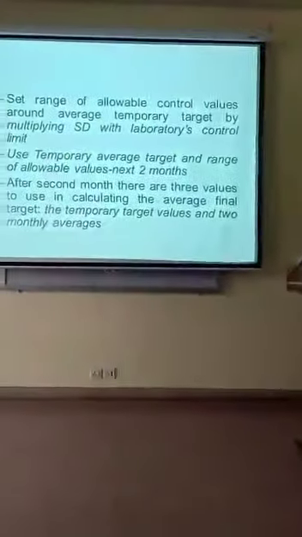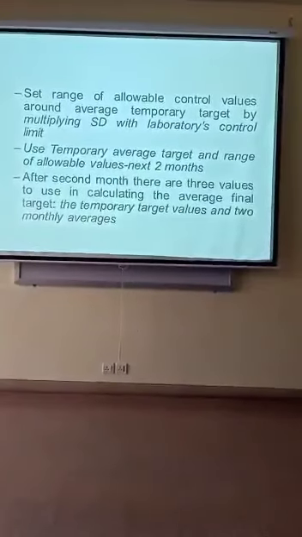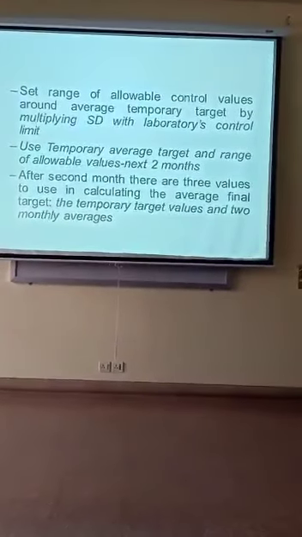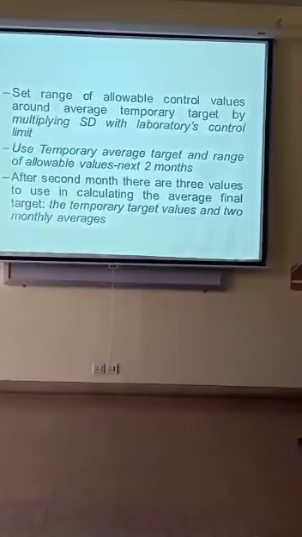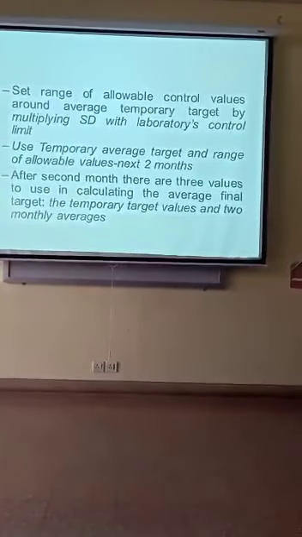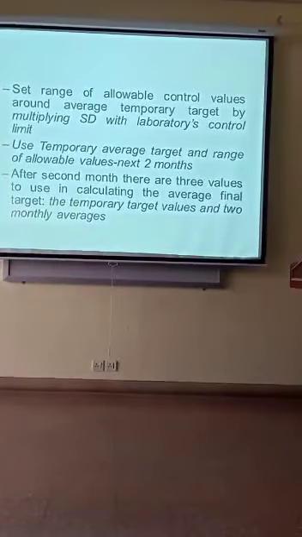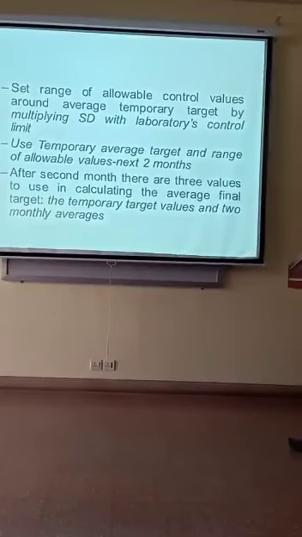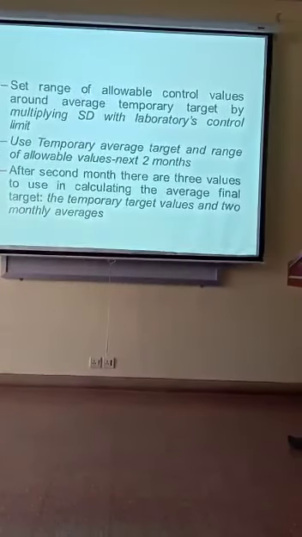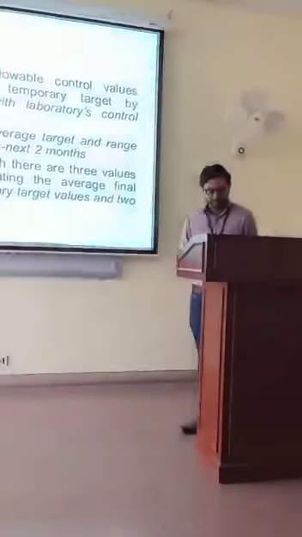Then we will use this temporary average target and range of allowable values for the next 2 months. After the second month, there are 3 values to use in calculating the average final target: the temporary target value and 2 monthly averages.